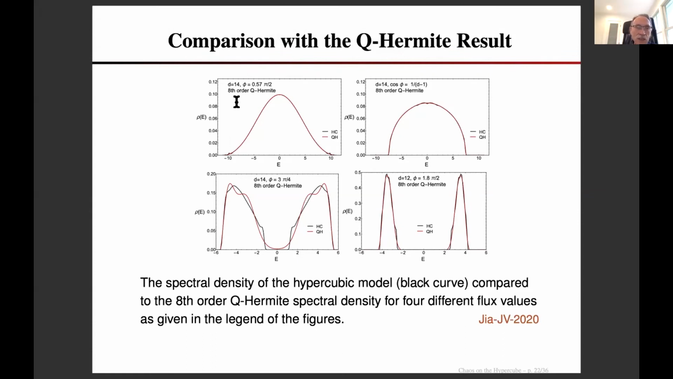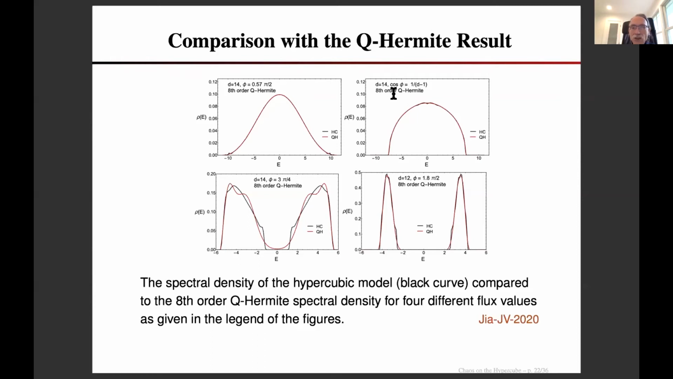So let's compare it to the Q-Hermite result. In this figure, this is for 14 dimensions, the flux is taken a little bit more than pi over 4. And in this figure, there's a fit to the 8th order. One coefficient is fitted, that's the 8th order, to see how big it is, but it's very small. And you see that there's an excellent agreement between the numerical result, which is the black curve, and the analytical result, which is the Q-Hermite density, which is the red curve.